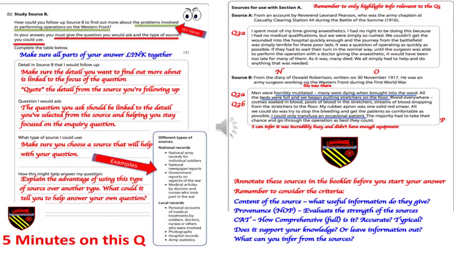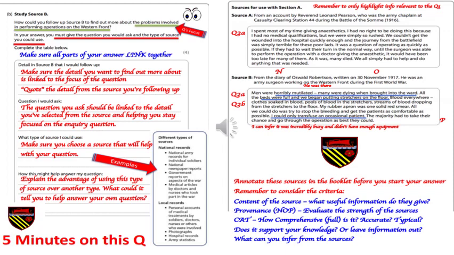Different types of sources. National records. So you've got National Army records for individual soldiers, national newspaper reports, government reports, medical articles by doctors who took part in the war, or local records, personal accounts by doctors who were there, photographs, hospital records, army statistics. These are all things that can help you answer the question. Memorise some of those. They're useful things to drop into that third box in this answer.